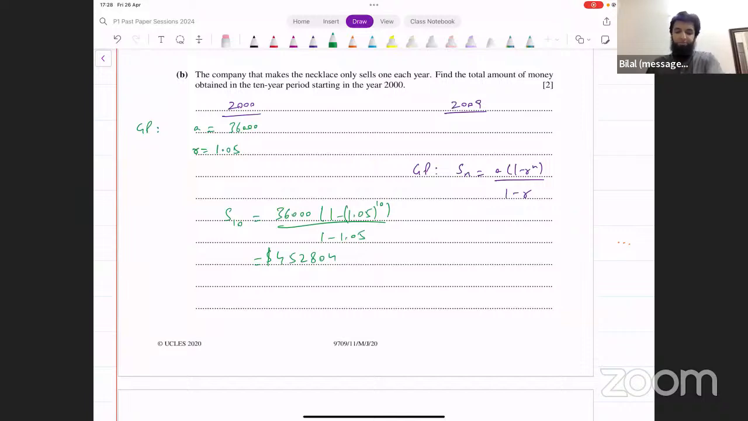Any problems with this? Any questions, anyone? No?